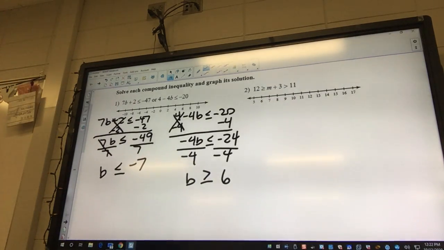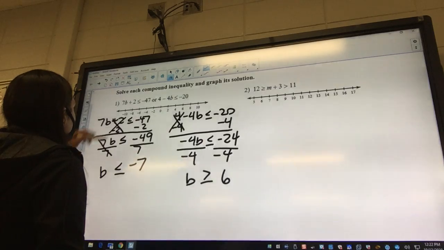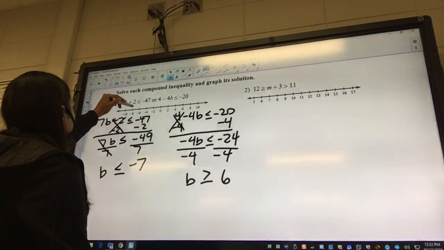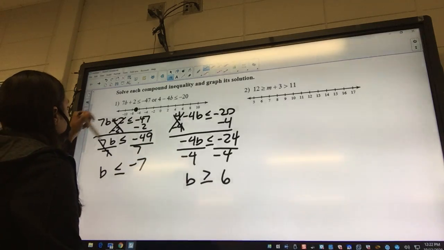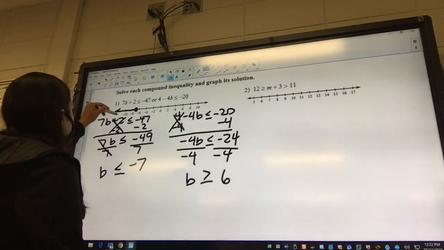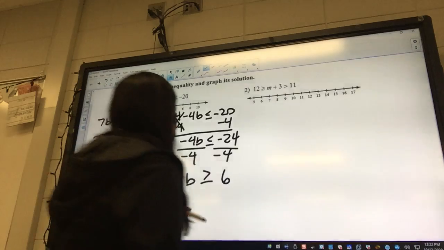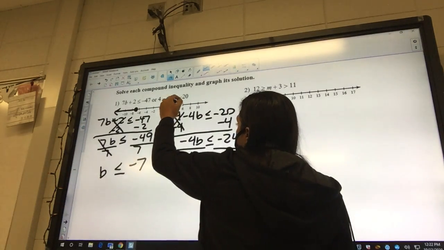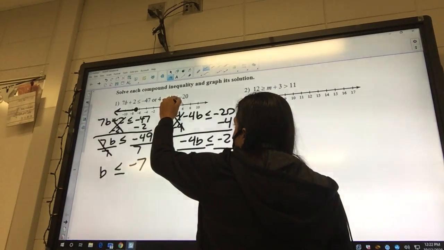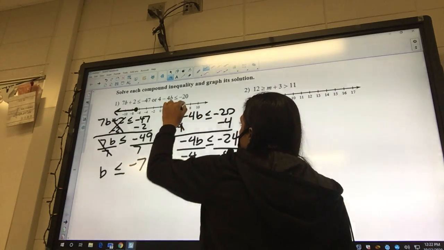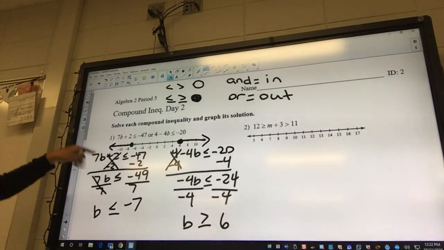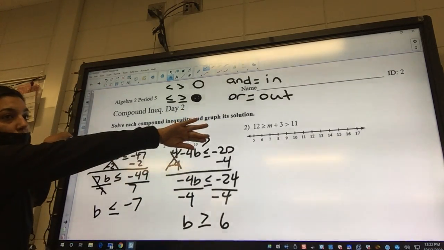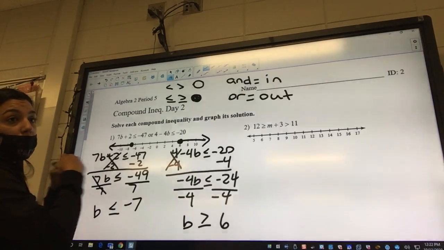Okay, and then we're ready to graph them. So find the negative 7. Should it be open or closed? Closed. Going which way? To the left. And then the positive 6 is going to be open or closed? Closed, and it's going to the right. This is what I meant, Mr. Bellinger, by ors go out. See how both of them are pointed away from each other? The ands are going to go in.